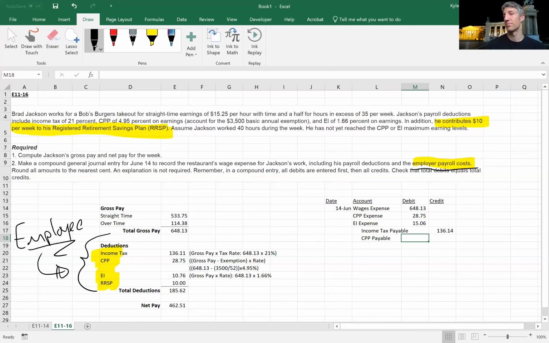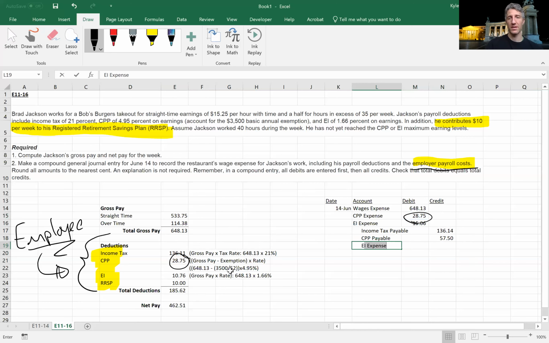But we know CPP is cost shared between employee and employer. So they're going to have 2875 and 2875. They're going to have to add the two of them together. They're going to remit both at the same time. So equals 2875 plus 2875.